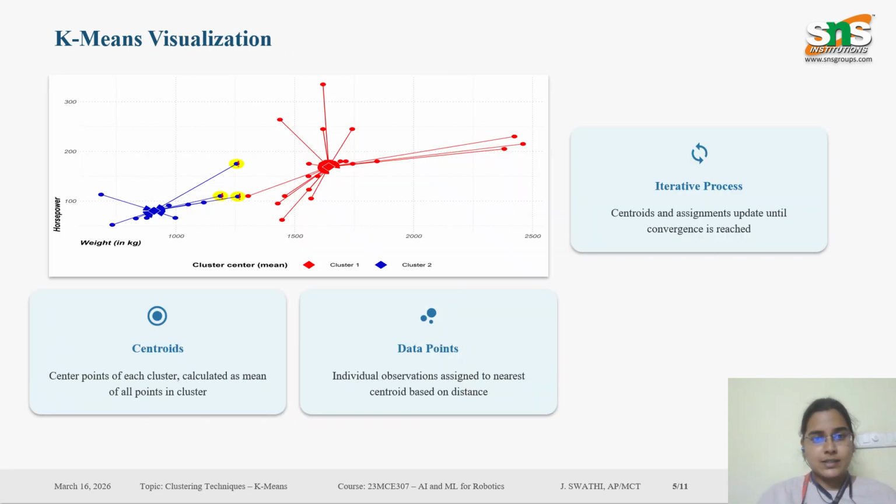Next, coming to visualization, you can see we have two clusters, one blue and one red, and here we have a centroid point. The centroid is the center point of each cluster, calculated as the mean of all the points in that particular cluster. Data points are the individual observations assigned to the nearest centroid based on distance. The iterative process means the centroids and assignments are updated until convergence is reached.